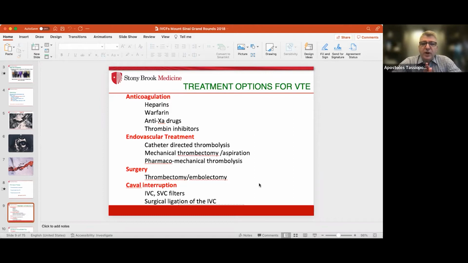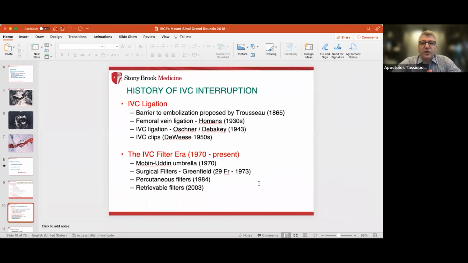Caval interruption has been around for over 70 years, and the idea of caval interruption is to prevent fatal pulmonary embolism in these patients that cannot receive therapeutic anticoagulation. So a little bit on the history of caval interruption. It was first introduced as a barrier to embolization by Trousseau back in 1865, and Homans in the 1930s introduced femoral vein ligation as a means of preventing pulmonary embolism.